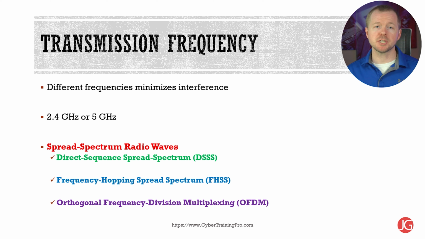Spread spectrum transmission methods that are defined by 802.11 include direct sequence spread spectrum, DSSS, which sends out different frequencies at the same time; frequency hopping spread spectrum, FHSS, which sends out only one frequency at a time and will shift or hop between frequencies; and orthogonal frequency division multiplexing, or OFDM, which is the latest and the greatest, and it's better at dealing with interference, but you won't find it on the earliest 802.11 networks.